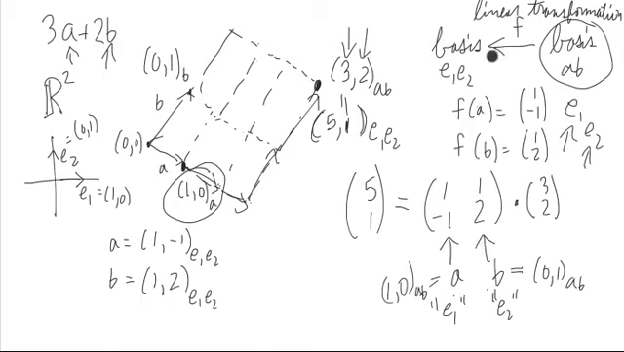Now, what if we want to do this in reverse? What if we started with (5, 1) and we said, what is this in the skewed coordinate system? How do we work backwards? How do we go back?